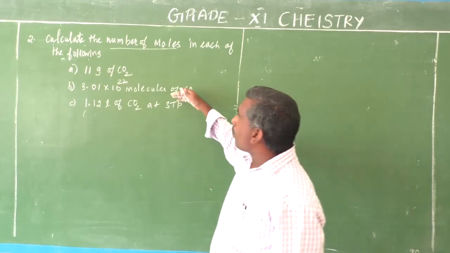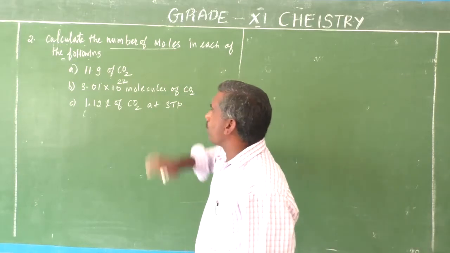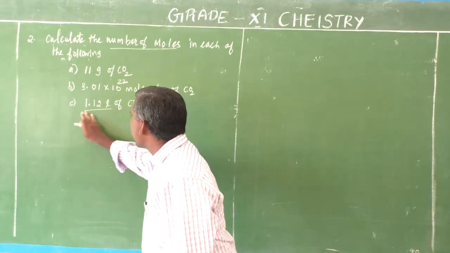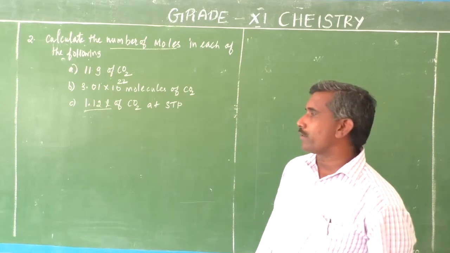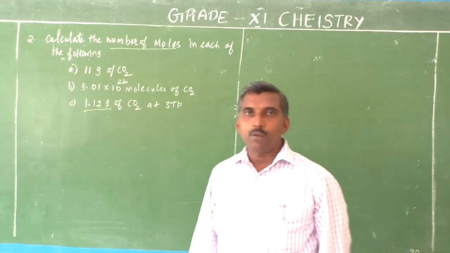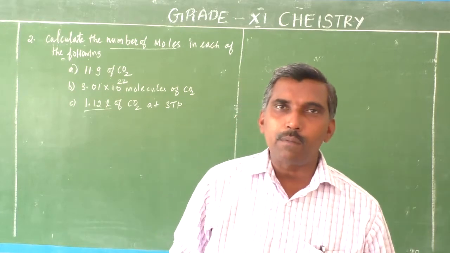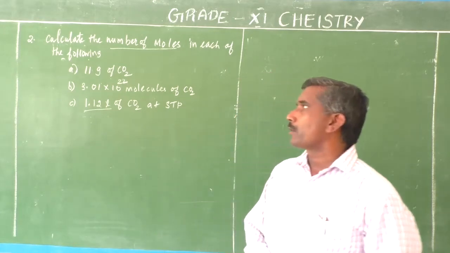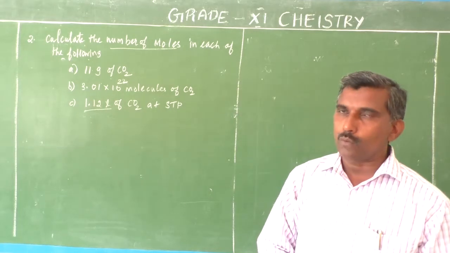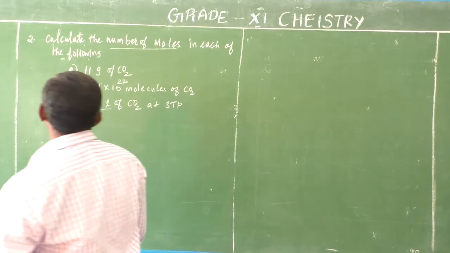Second question, molecules are given. You find the number of moles. Third question, volume in liters: the gas volume is given. You find the number of moles. So these 3 problems are in different directions to find the number of moles.